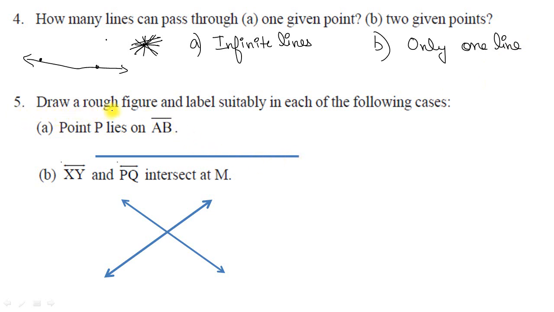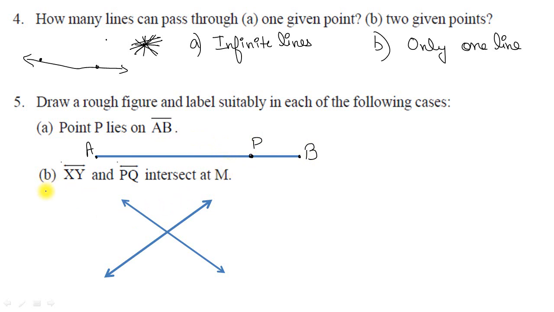Now let's see question number 5. Draw a rough figure and label suitably in each of the following cases. The first is point P lies on AB. Now AB is what? A line segment. So this is my line segment A and B. I have named it. You have to take a point P on it. So I can take it here as well. Point P, right? So this is the first figure where AB is a line segment and I am taking a point P. Lies on AB means on it only.